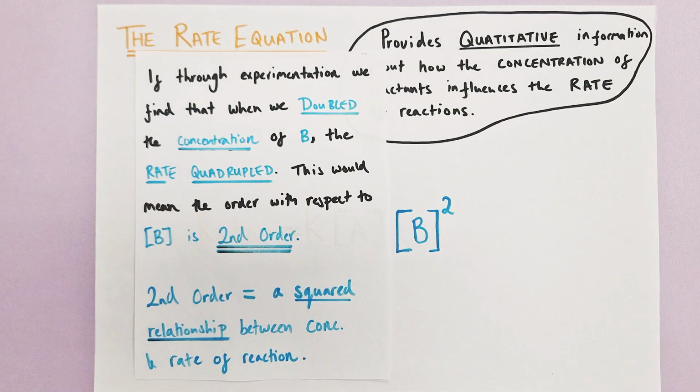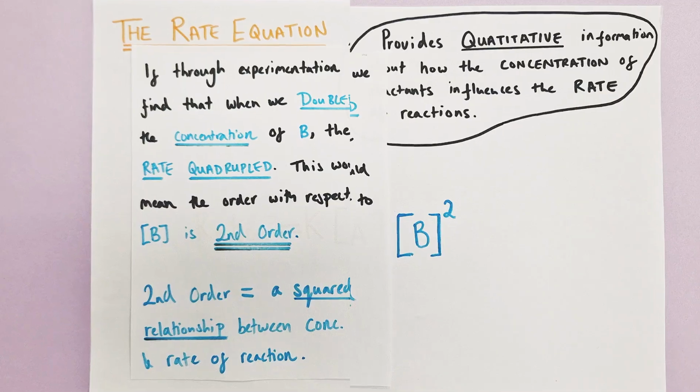Let's now turn our attention to reactant B. If, from experimentation, we find that doubling the concentration of B causes the rate of reaction to quadruple, this would mean it's second order with respect to reactant B. In other words, there's a squared relationship between the change in concentration of the reactant and its influence on the rate of reaction. Hence, B appears in the rate equation and has a squared power, or a power of 2, to the right-hand side of the concentration to show that it is second order.